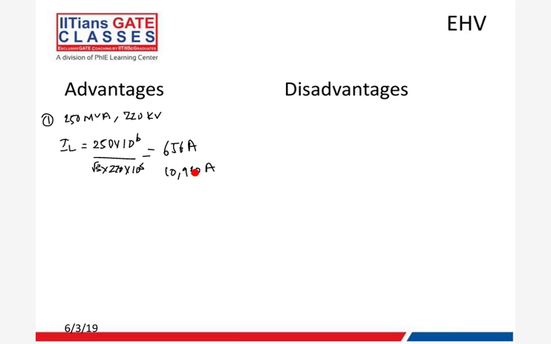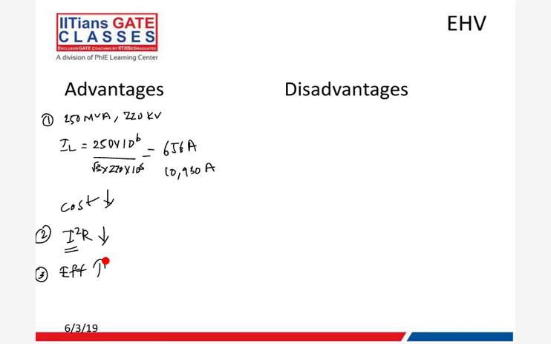Then what will happen? This will result in the cost of the conductor being reduced, and the I square R losses will come down substantially because the dependence is square, right? Which will result in increased efficiency, right?